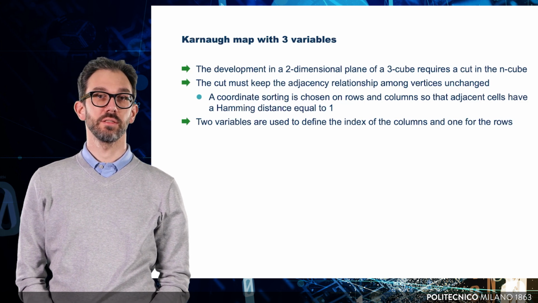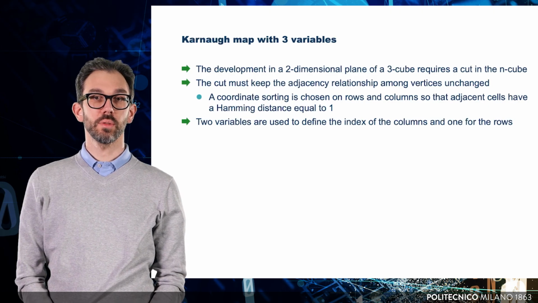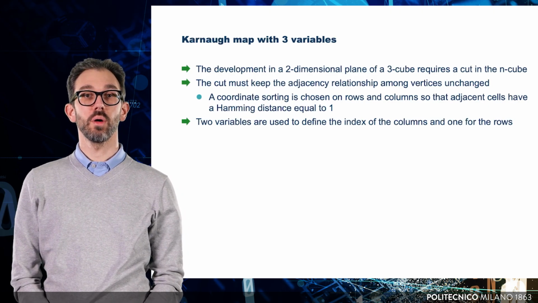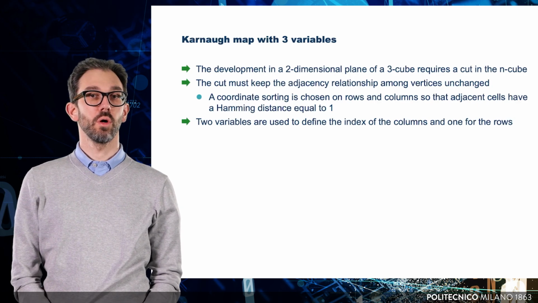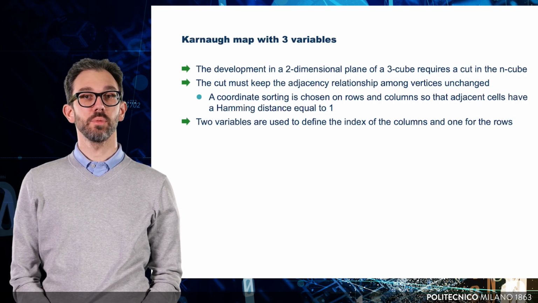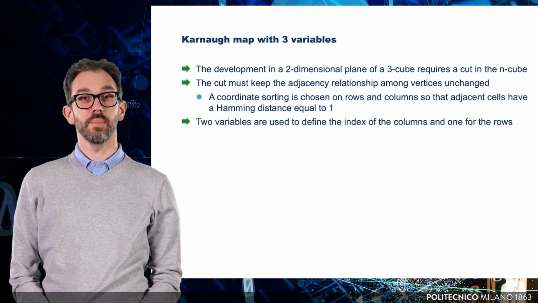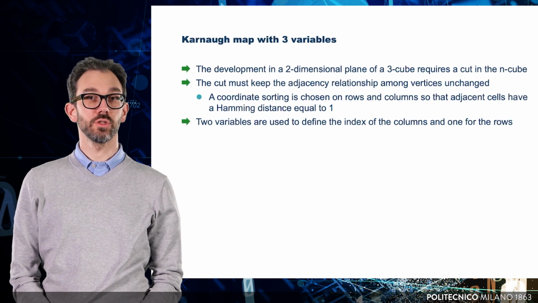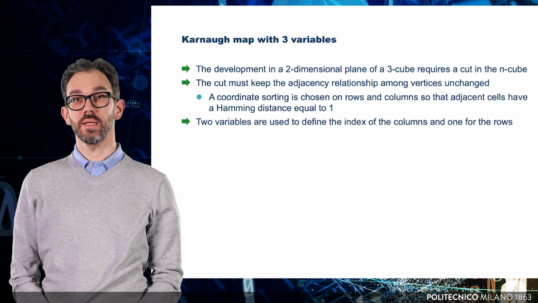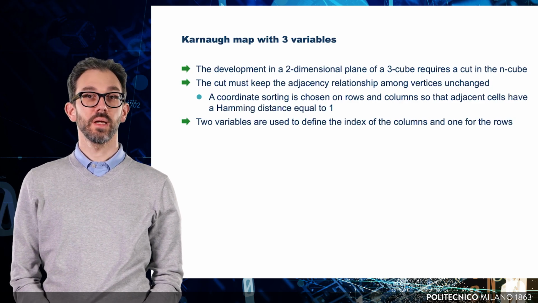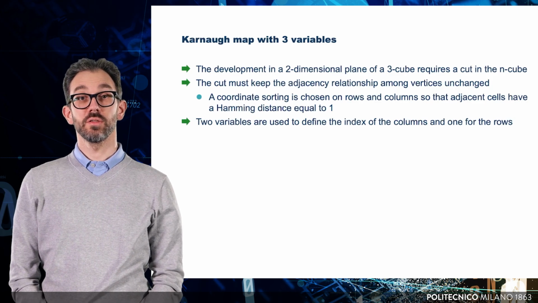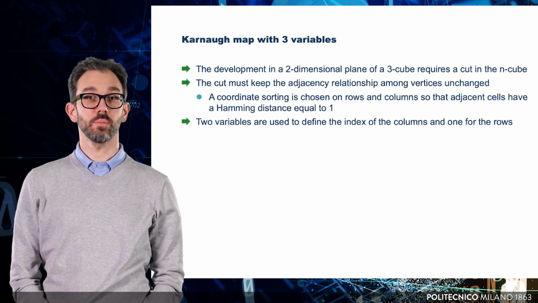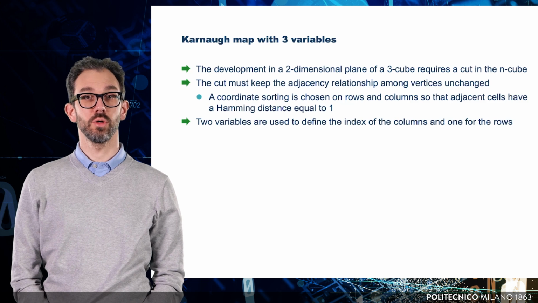To preserve the adjacency between the vertices of the 3 cube, the unfolding requires that the columns are not numbered sequentially, but with a gray code, so that each column is at a Hamming distance of 1 from the previous one and the next one. Therefore, the columns are numbered as 00, 01, 11, and 10, essentially swapping the last 2 configurations. Finally, with the map having 2 rows and 4 columns, to calculate the coordinates of each cell, we assign 1 variable to the rows and 2 variables to the columns.